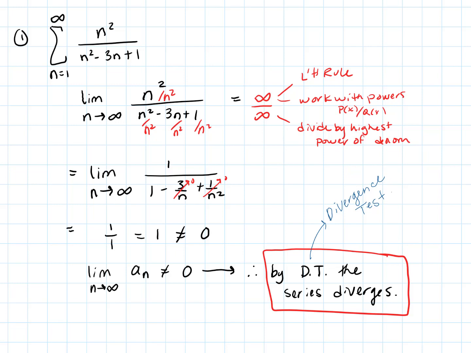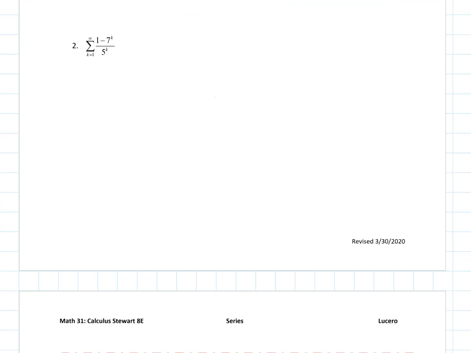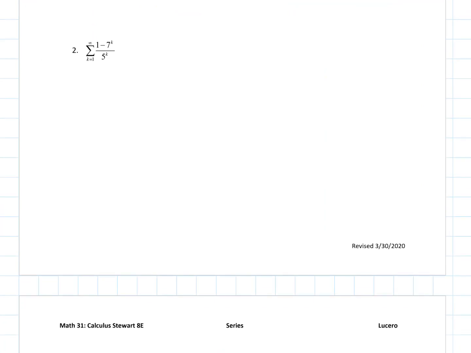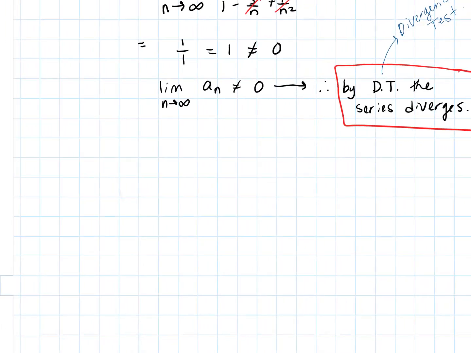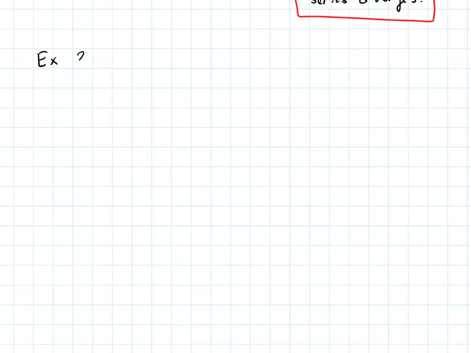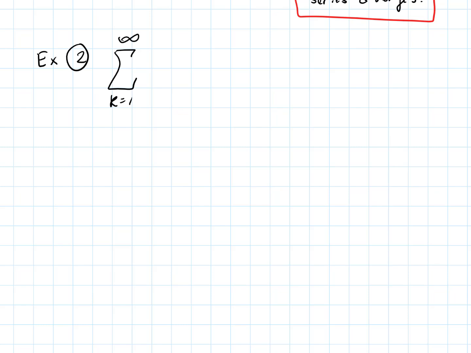Okay. All right, so let's look at another one that we could actually apply the divergence test to. For our second example, let's look at this guy. The series is k equals 1 to infinity of 1 minus 7 to the k over 5 to the k. I'm going to bring it over here so I have a little more space to work with. Let's take a look at example number 2: the series from k equals 1 to infinity of 1 minus 7 to the k over 5 to the k.